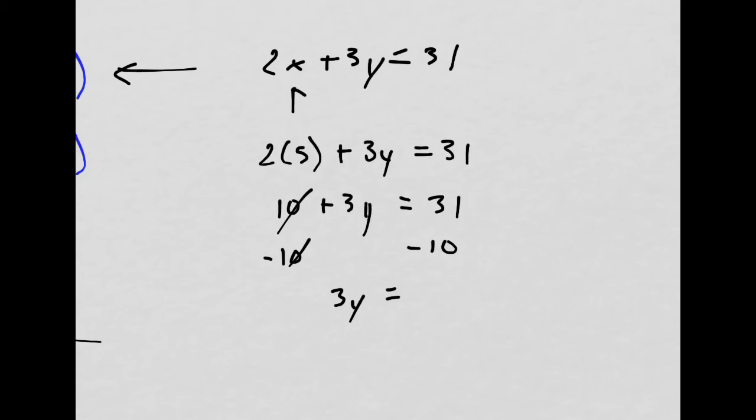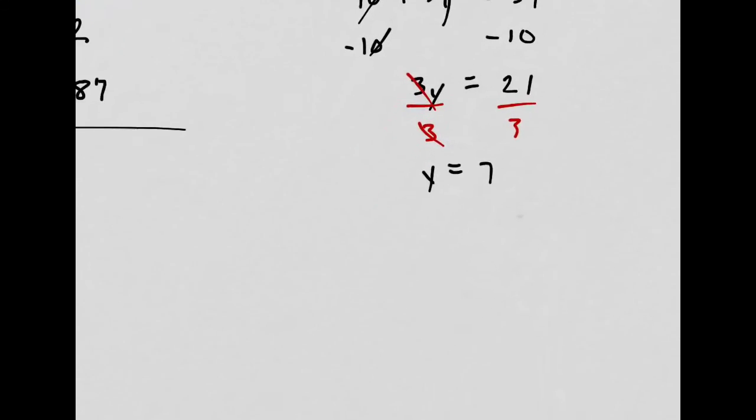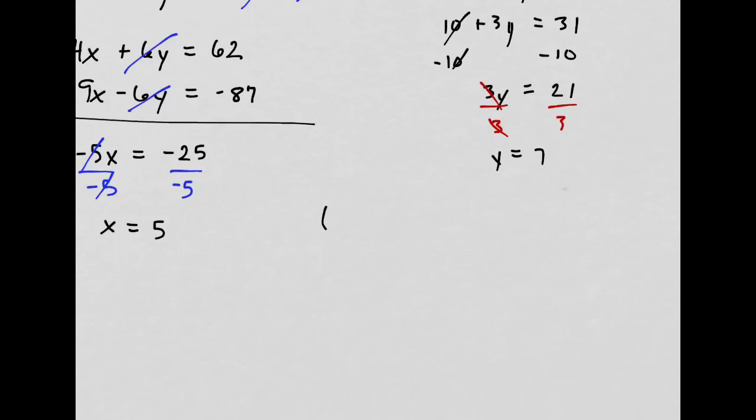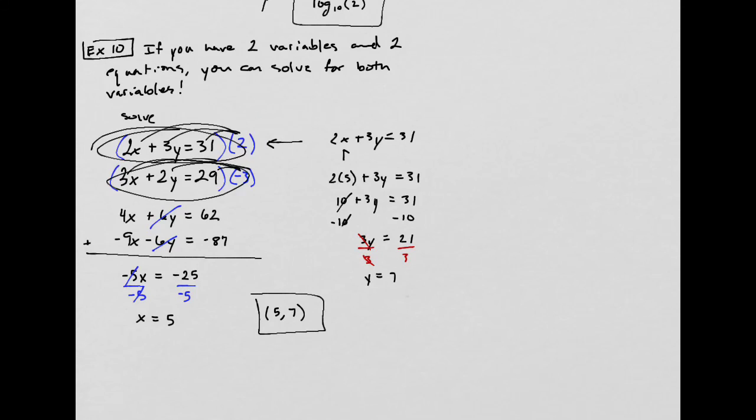3y equals 21, divide by 3, and then what do we know? We got the answer, we get 7. So we have 5, 7. This represents the point in which these two lines intersect. It's like a graph. It's the point where they intersect. That's the solution: 5, 7.